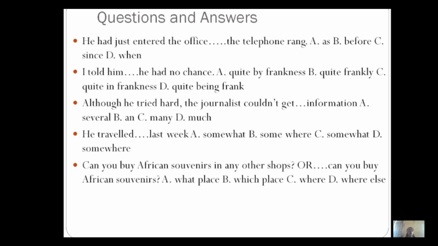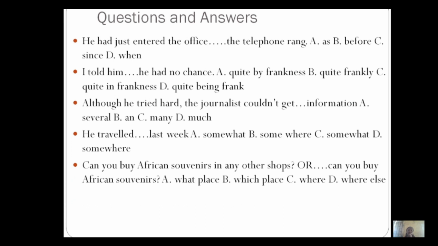Next question. Although he tried hard, the journalist couldn't get dash information. A, several. B, an. C, many. D, much. The correct option is option D. Although he tried hard, the journalist couldn't get much information.